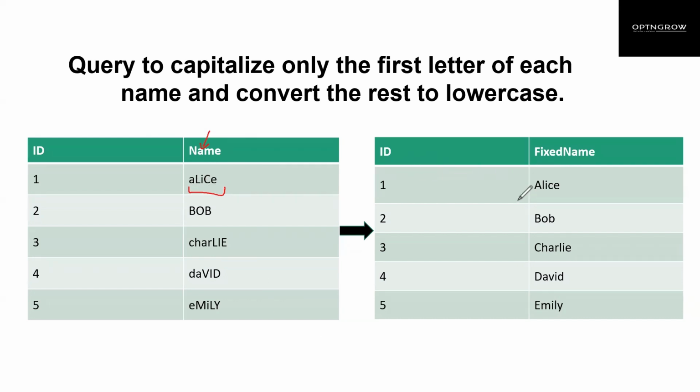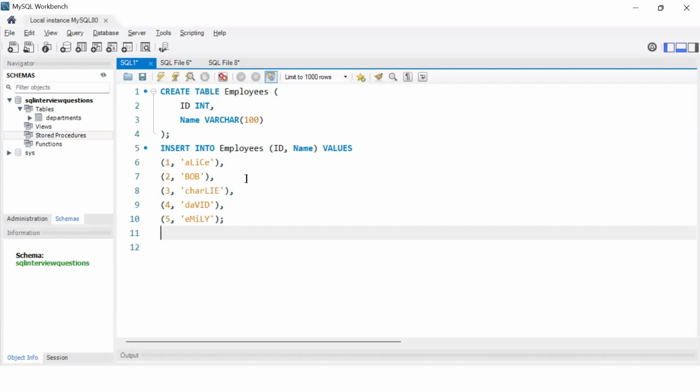Now, what we have to do is we have to normalize the name casing to title case, which means that the first letter of the word should be in the uppercase and the rest of the letters should be in the lowercase. And we have to do this with the help of SQL query. I've created the table and I've inserted the data into the table. I'm going to provide you the code in the description of the video.